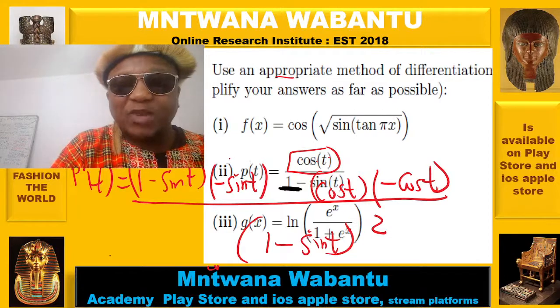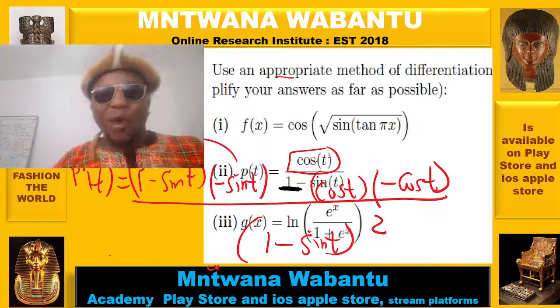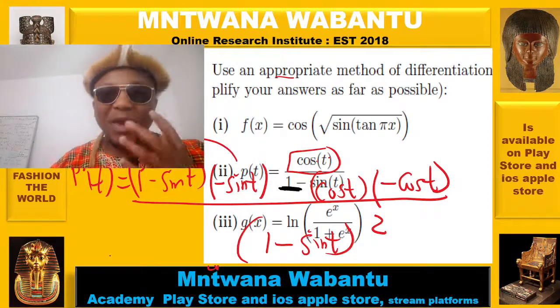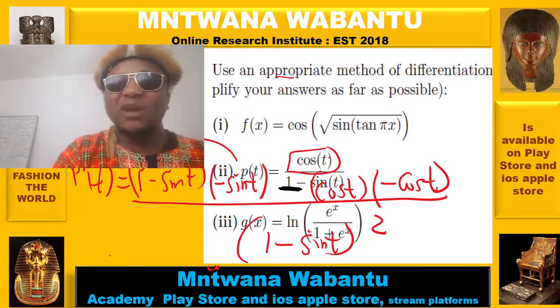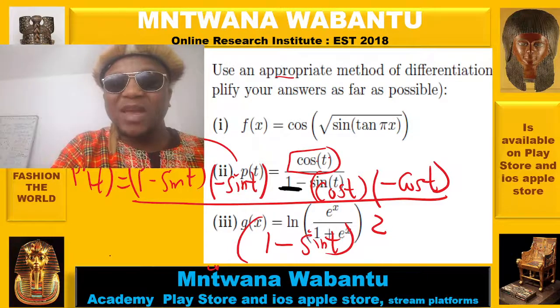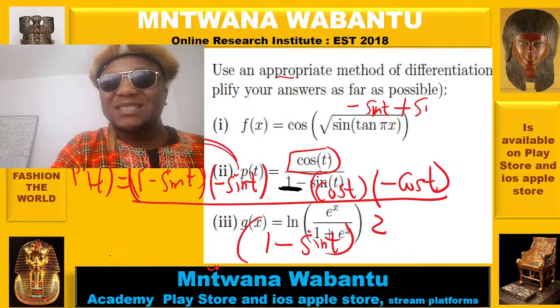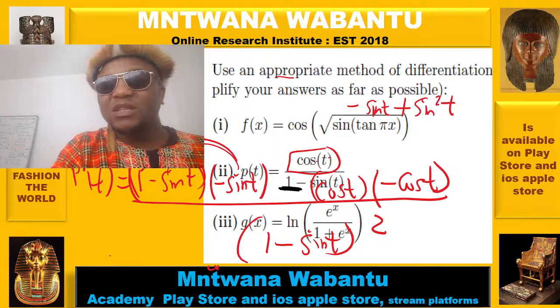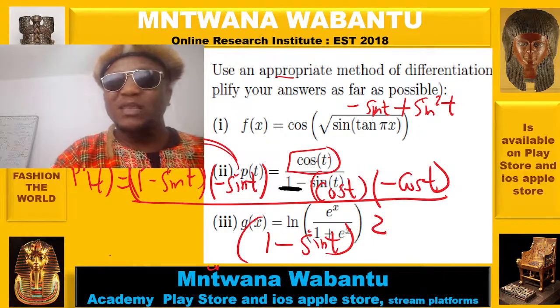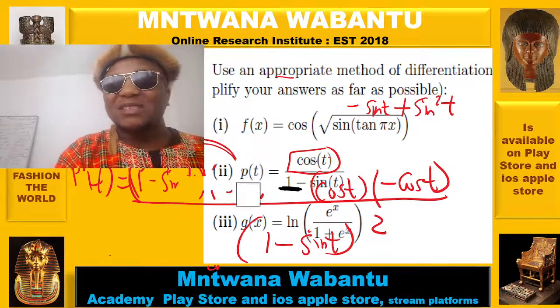So now when we have to expand this, you multiply 1 times negative sine. We can do it aside. 1 times negative sine, because you expand this bracket, is going to become negative sine t. And then negative times negative is going to become positive sine squared t. So I'm going to replace that with negative sine plus sine squared t.